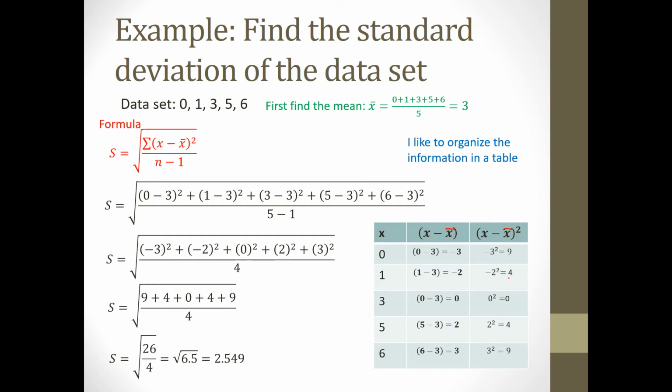Negative 2 squared is 4. And then I'm going to take all of these values that I have here, the 9, 4, 0, 4, and 9, and add them together. Okay, and that's where I got this 26 from. So I'm doing the same process that I did over here. I've just organized all the information so I can find it.